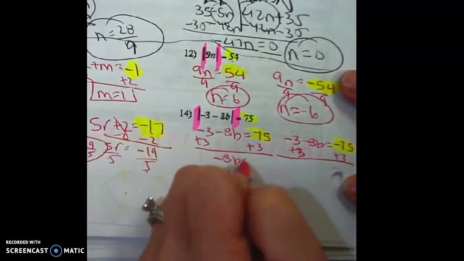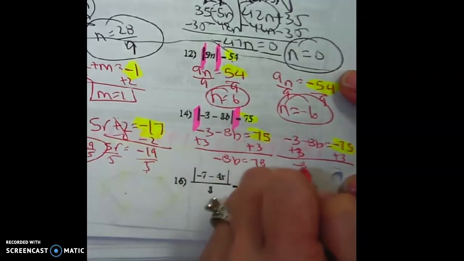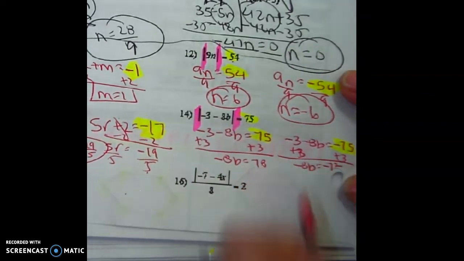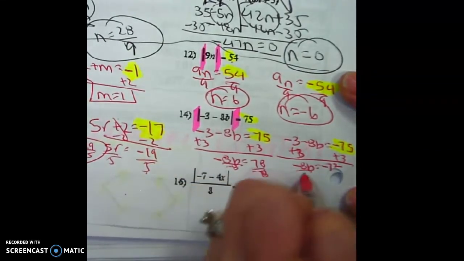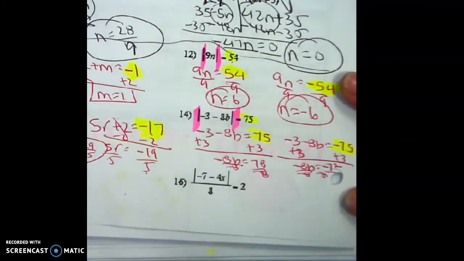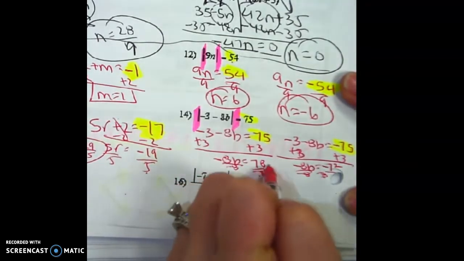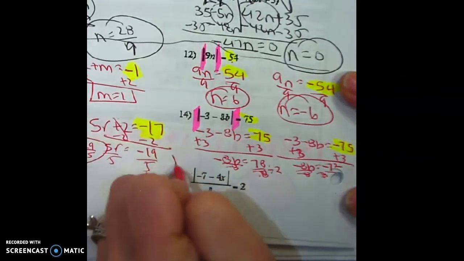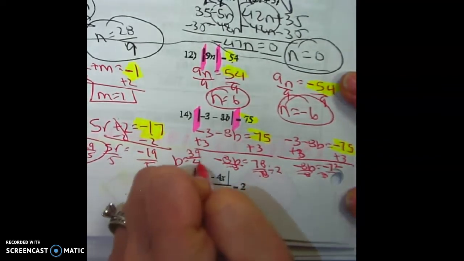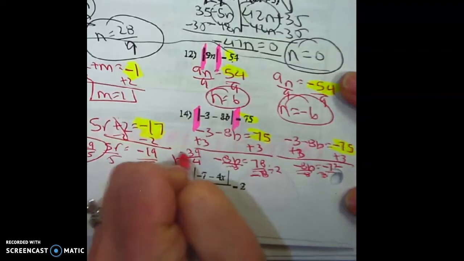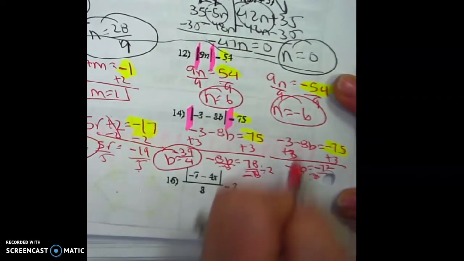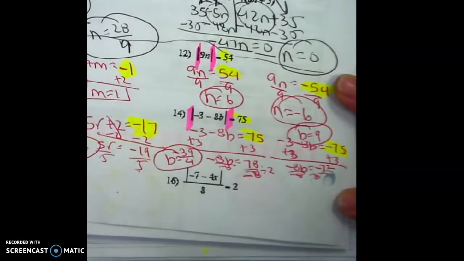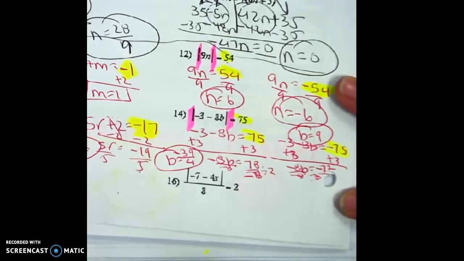Negative 8b equals 78. Negative 8b equals negative 72. Divide by negative 8. Sorry, it's not pretty. 8 doesn't go into 78, but it does divide by 2. So b is equal to 39 over 4. Oh, but this was negative 8, so negative 39 over 4. And a negative and a negative make a positive, and b equals 9. Okay?